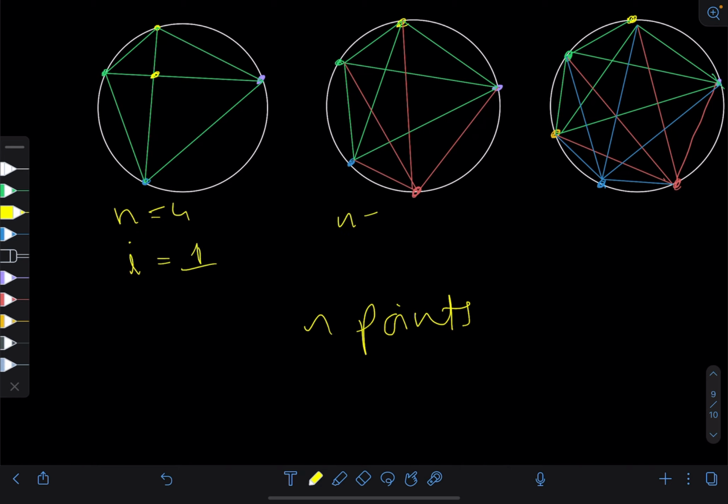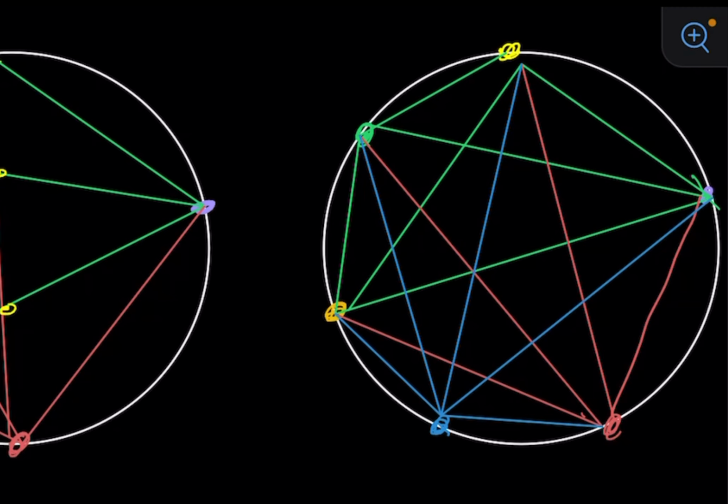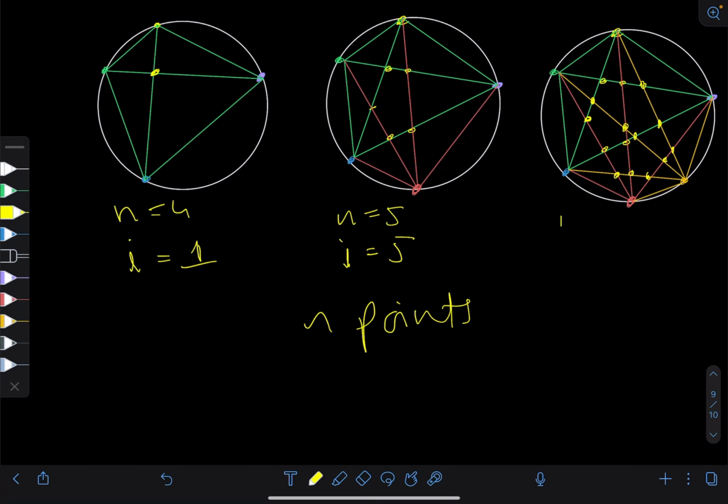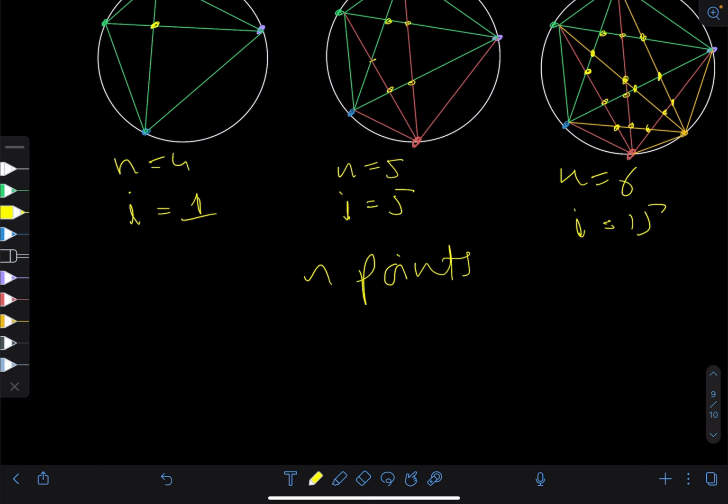When n is 5, we can see that there are 1, 2, 3, 4, 5. So the number of intersections is also 5. And it is also given that no 3 chords meet at a single point. So we can see that when n is 6, I is equal to 15, right? So you have to come up with a formula: if you have n points, how many intersections are there?